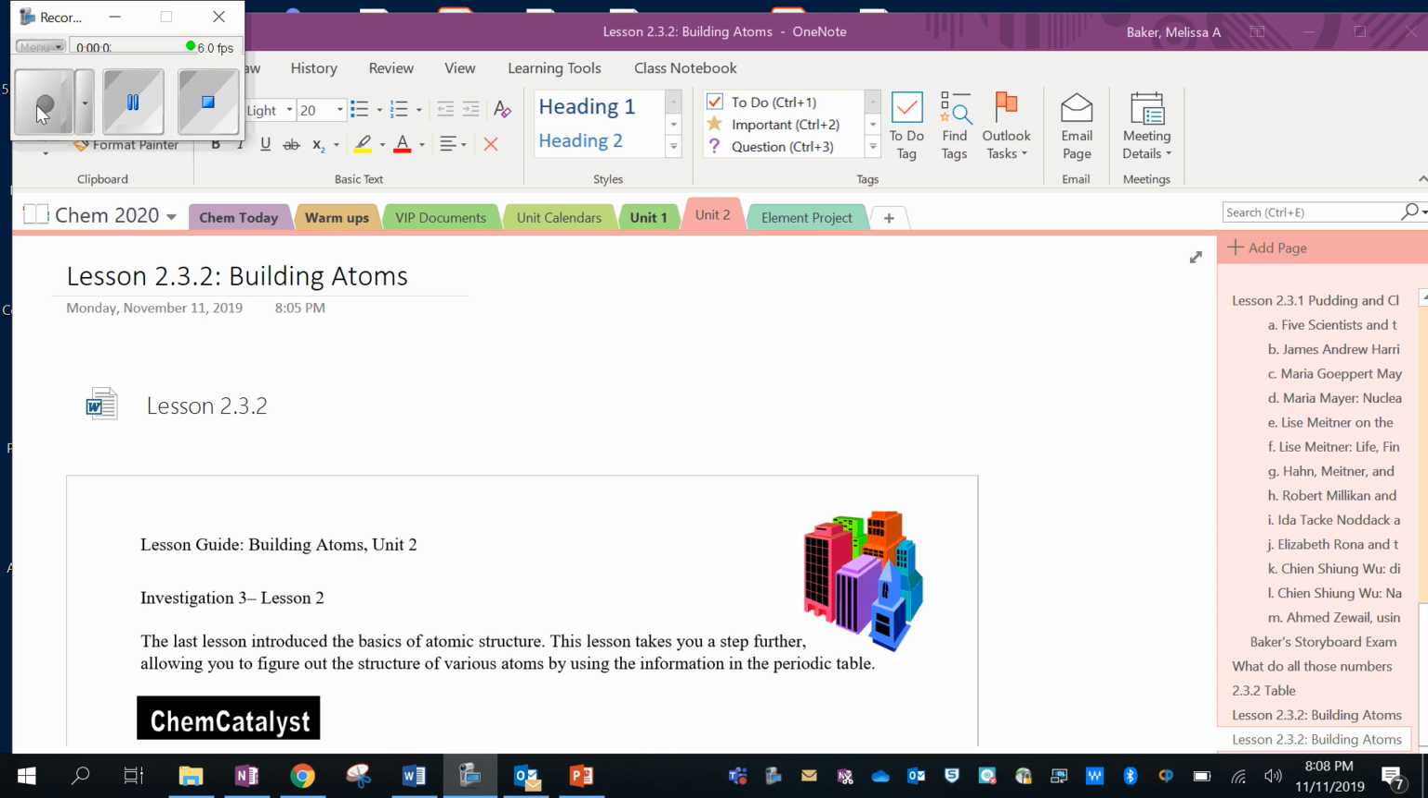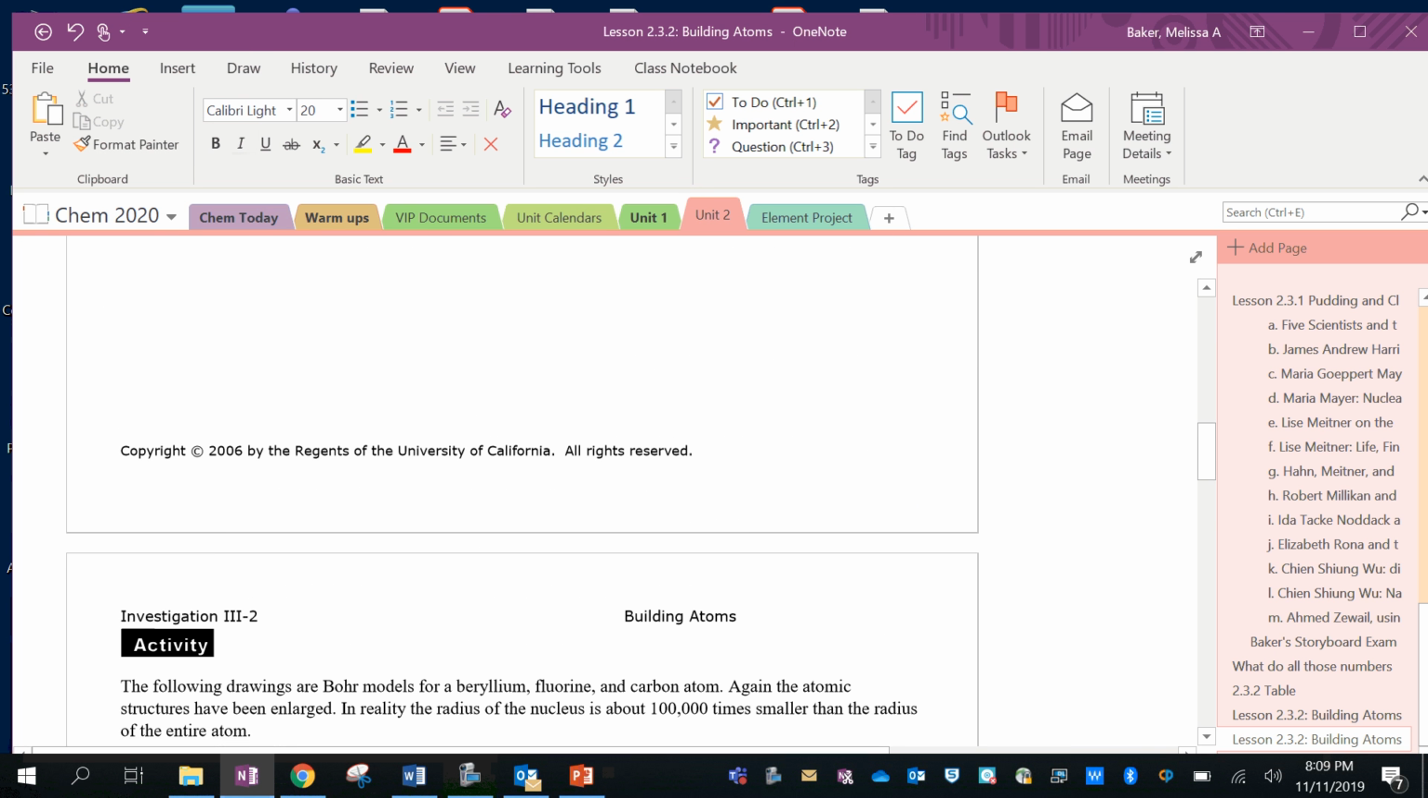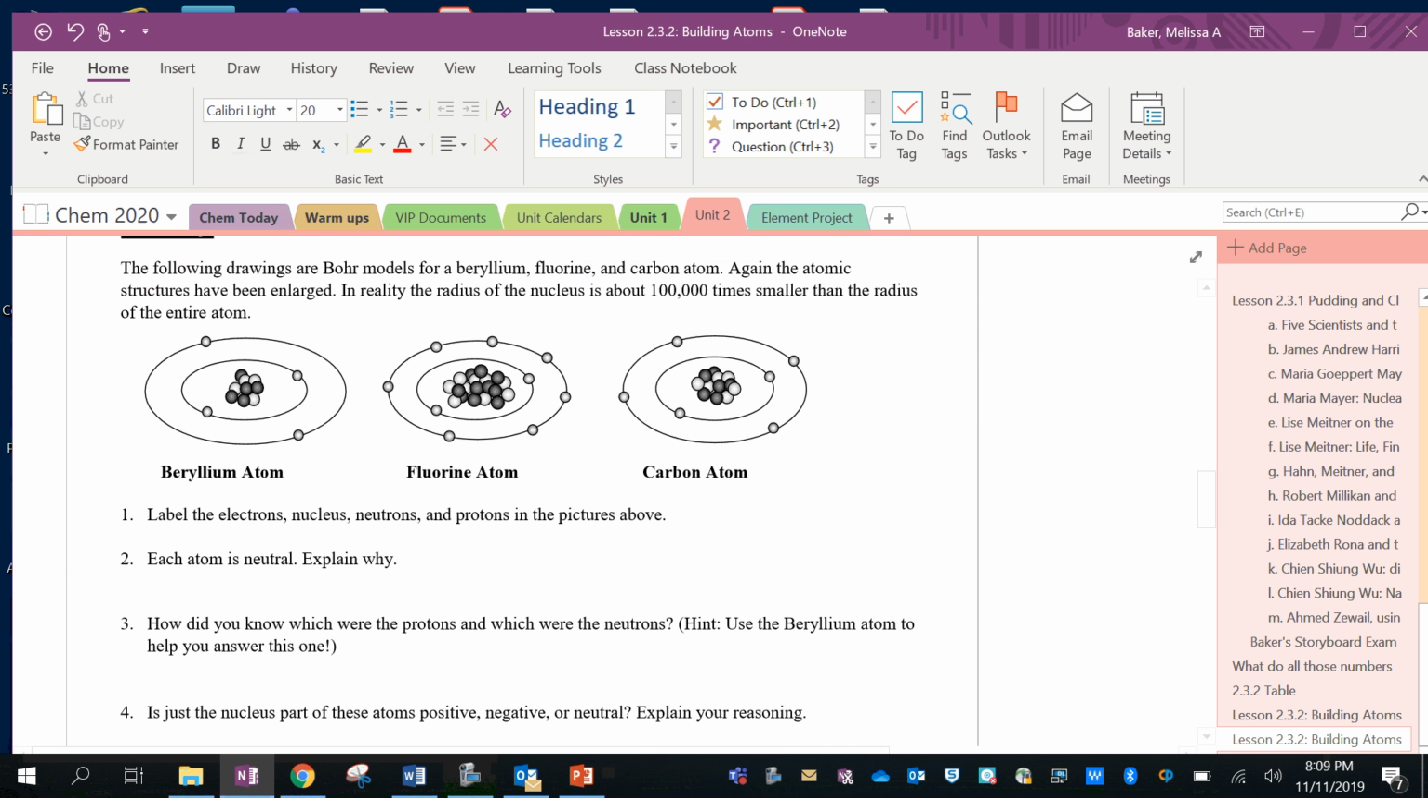All right, let's take a look at lesson 2.3.2, building atoms. It says, these are Bohr models for beryllium, fluorine, and a carbon atom. Again, the atomic structures have been enlarged. In reality, the radius of the nucleus is about 100,000 times smaller than the radius of the entire atom. So first it says, label the electrons, the nucleus, the neutrons, and the protons.